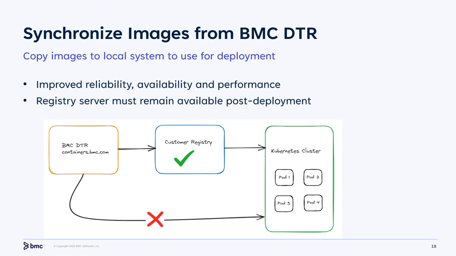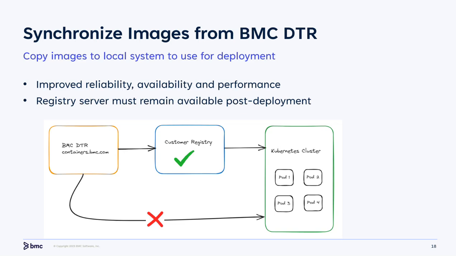And if you're pulling that directly from the BMC DTR, using that line at the bottom there as the example, you're going to need a fairly high performance internet connection and also reliable. The last thing that you want is that to fail in the middle of a deployment. So the best solution, or the recommended solution, is that you deploy your own registry server on premise. Don't pull the images direct from BMC, synchronize them from the BMC DTR onto your registry, and then it's local to your cluster and you get the best performance.